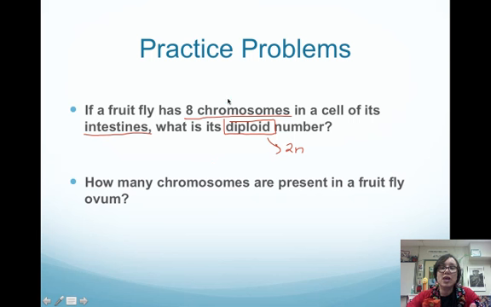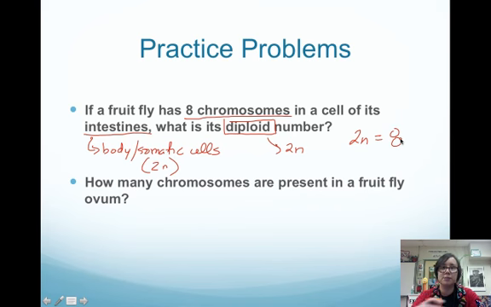Well, the first thing that I have to ask myself is whether or not the number they gave me is diploid or haploid. And the way that I figure that out is I need to figure out, is this 8 found in a type of cell that is a body cell, or is it found in a sperm or an egg? Well, if I read here, I notice that it tells me it's found in the intestines. Intestines are body or somatic cells. And body or somatic cells are always diploid or 2n. So I don't actually have to do any math for this word problem. I should already know that my 2n number is 8.